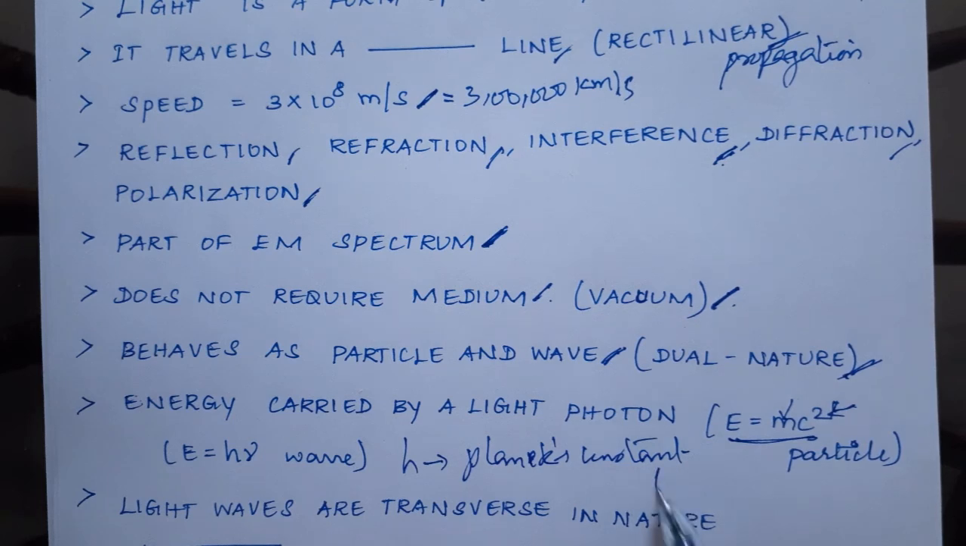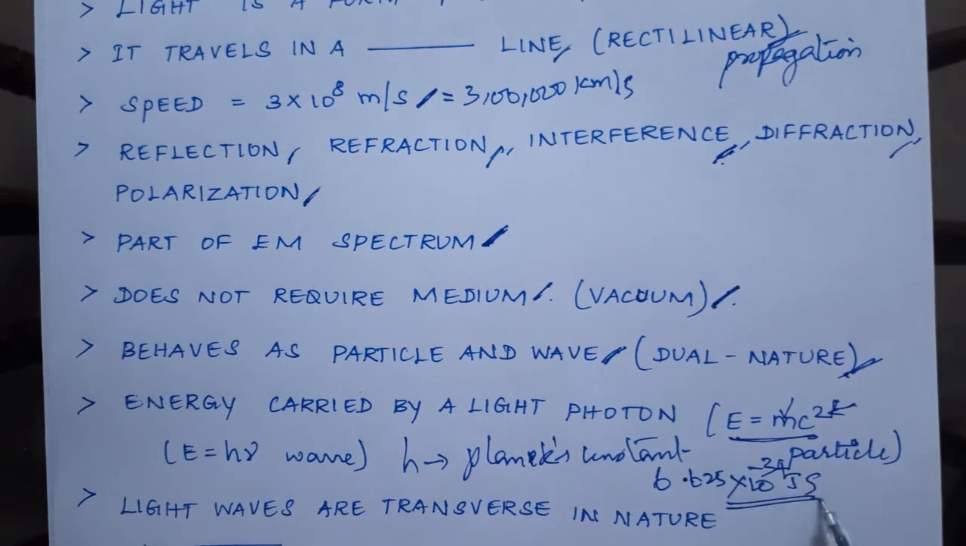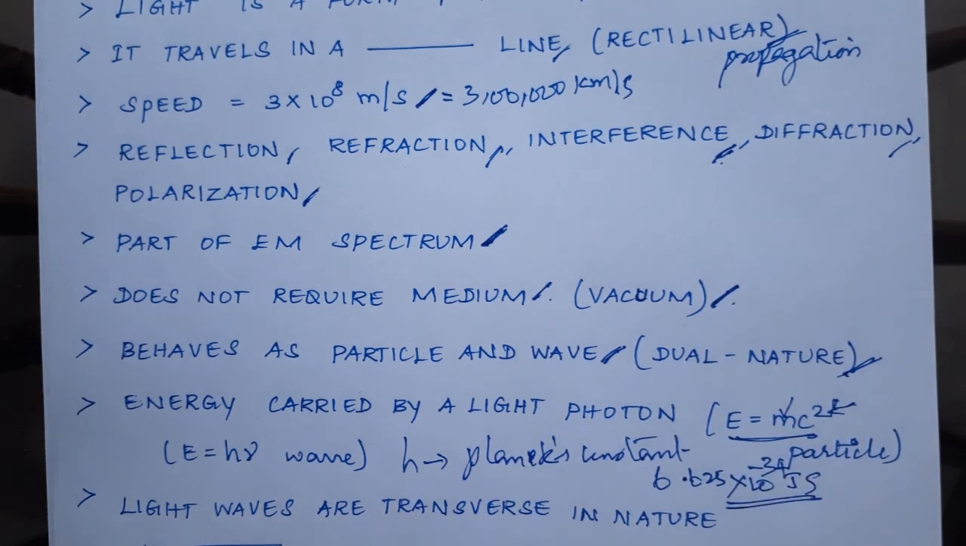whose value is 6.625 × 10^-34 joule second. The unit of Planck's constant is joule second, whose value is 6.625 × 10^-34 joule seconds. These are important questions. The same questions may be asked in your board exam. What is the unit of Planck's constant? The unit of Planck's constant is joule second.